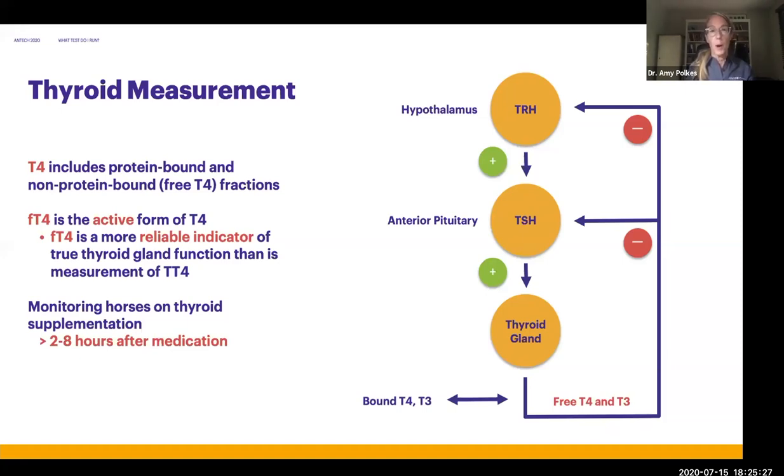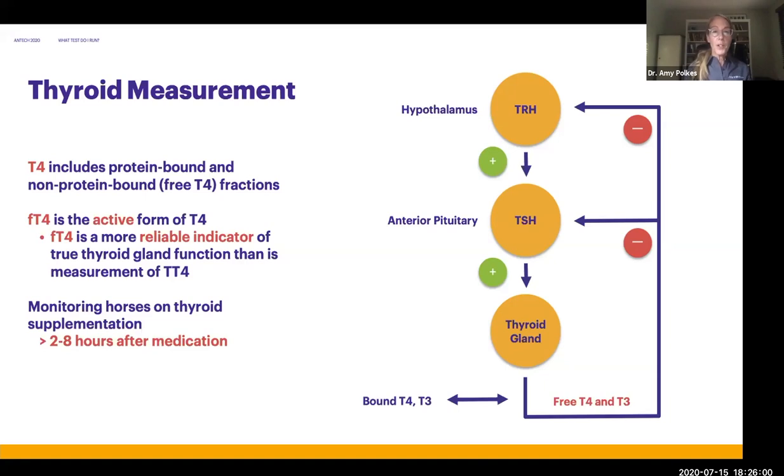That could be one, but other things that can be in the feed or supplements can really affect our T4. Free T4 is the most active form of T4, and it's a much more reliable indicator of true thyroid gland function than just total T4, because we are able to see, as you can see in this picture here, that free T4 is showing the more active form, and it is not affected by outside influences like some of the resting hormones.